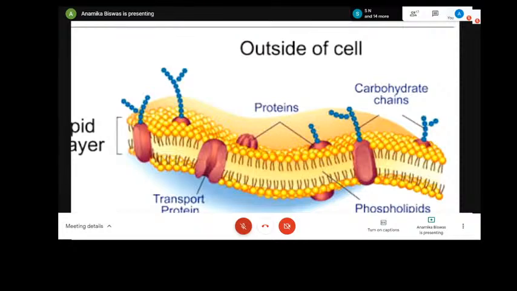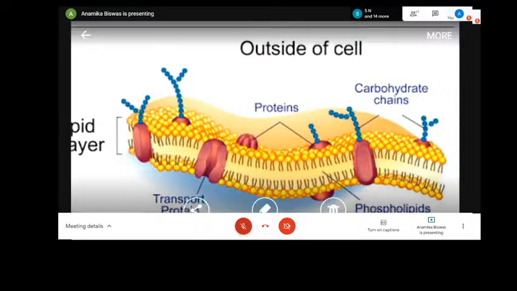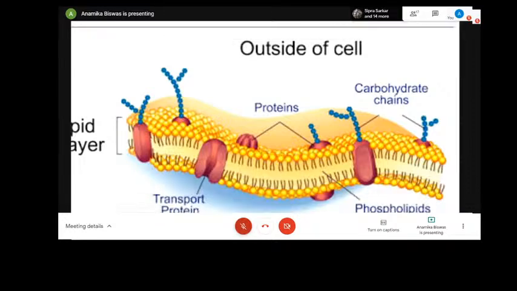Another passive transport process is simple diffusion. Diffusion means neutral molecules move across the membrane along the concentration gradient, from higher to lower concentration. For example, gases and small molecules move by the diffusion process.